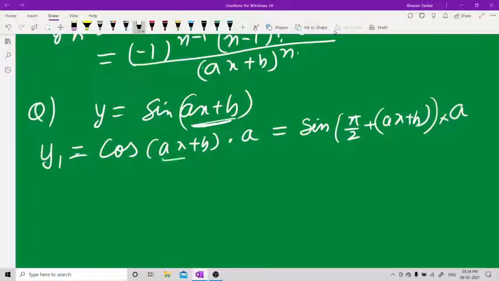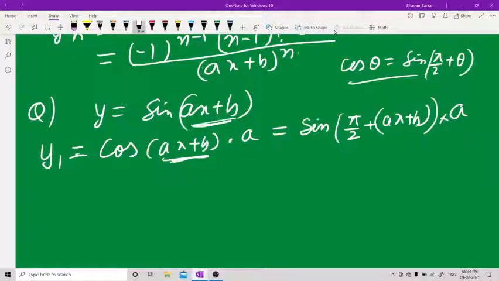Why? Because consider this as theta. So cos theta is nothing but sine of pi by 2 plus theta. This is the idea basically. Theta is behaving like ax plus b. So cos of this is nothing but sine of pi by 2 plus this.